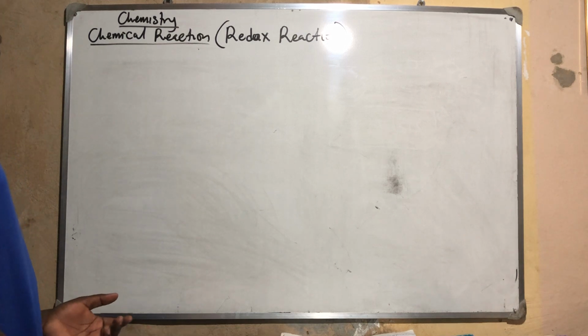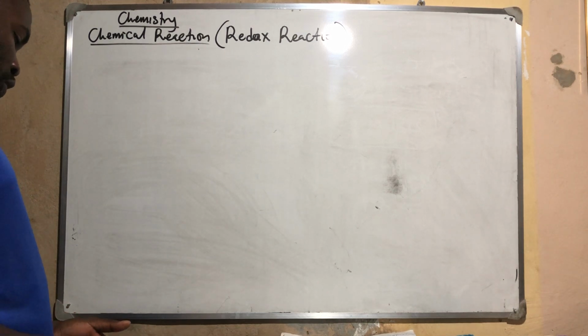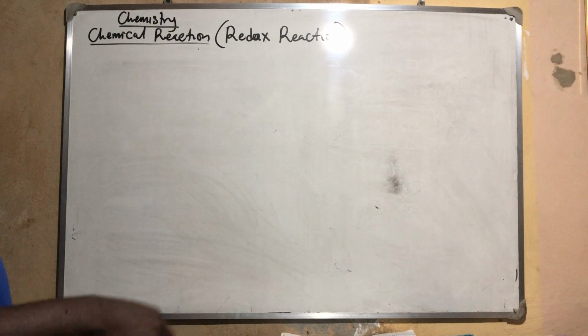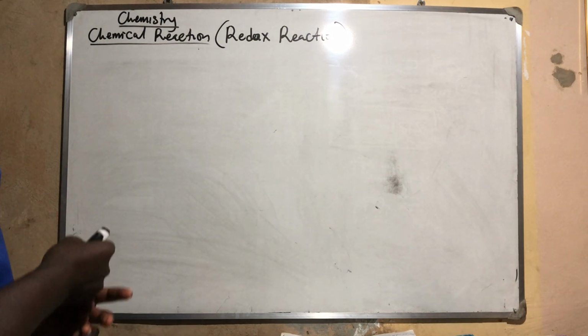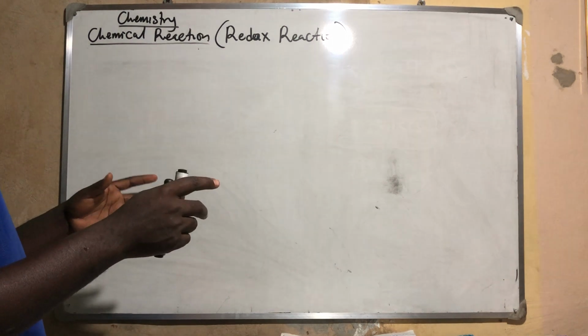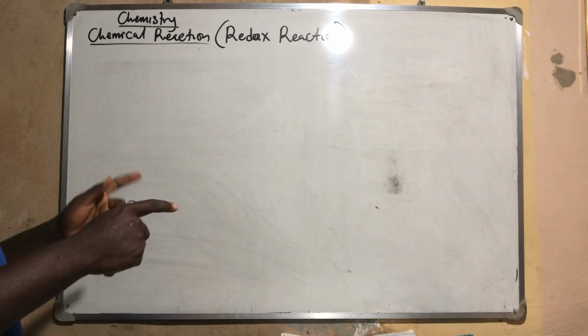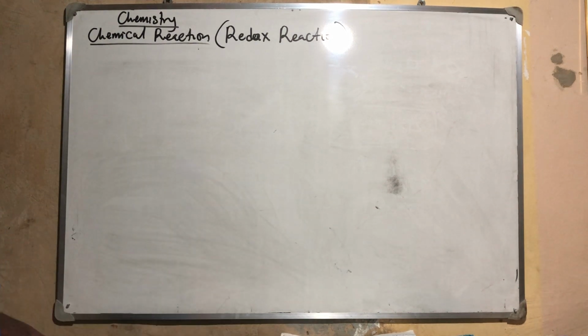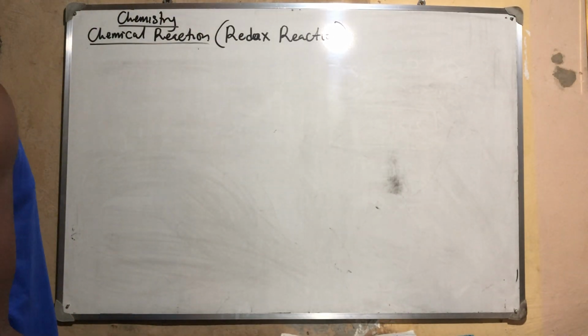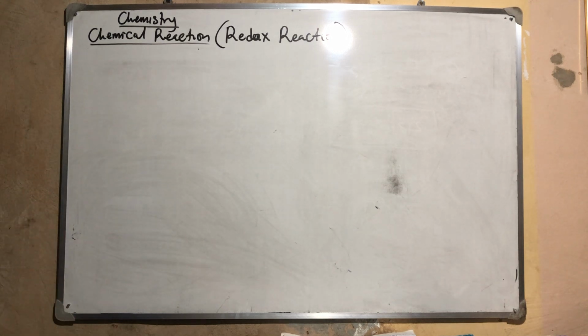We have the combination reaction, the displacement reaction, the decomposition reaction, the double decomposition reaction, the catalytic reaction, the reverse reaction, the thermal decomposition reaction, and thermal dissociation reaction. If a compound is decomposed through the application of heat, we call it thermal decomposition reaction. Then the last one is the redox reaction. Please go and learn these different types of reactions. The main one we want to talk about is redox reaction.